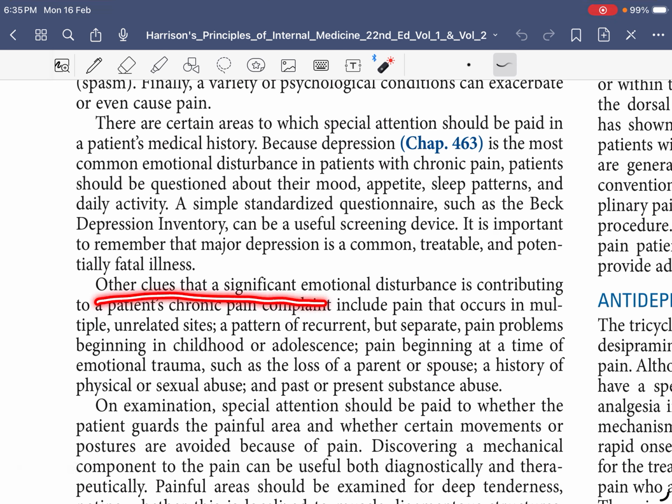Other clues that a significant emotional disturbance is contributing to a patient's chronic pain complaint include pain that occurs in multiple unrelated sites, a pattern of recurrent but separate pain problems beginning in childhood or adolescence, pain beginning at a time of emotional trauma such as the loss of a parent or spouse, a history of a physical or sexual abuse, and past or present substance abuse.